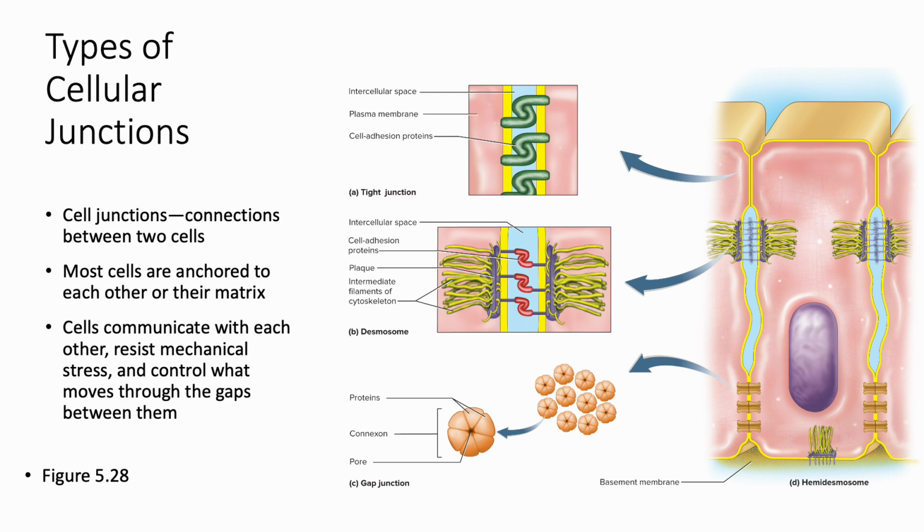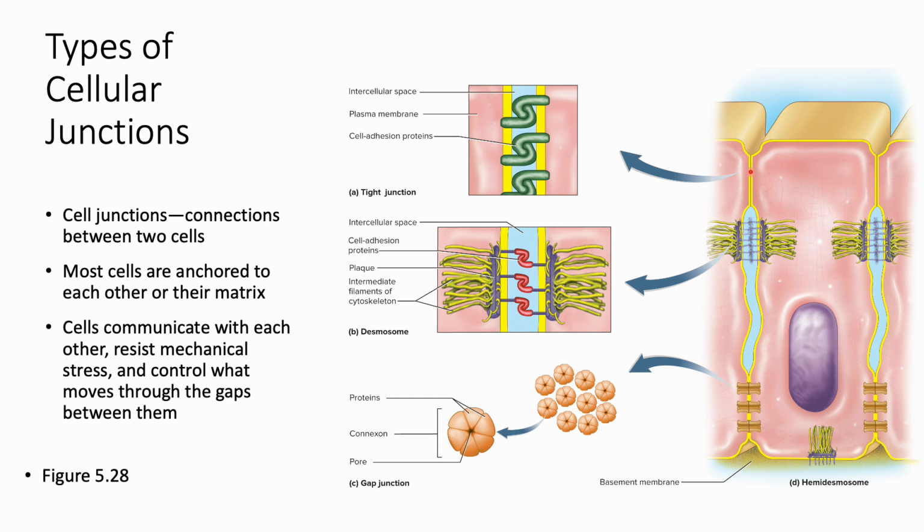Next, we have the types of cellular junctions. What are cellular junctions? They are connections between 2 cells. Most cells are anchored to each other or to their matrix. Your cells communicate with each other, resist mechanical stress, and control what moves through the gaps between them. So let's take a look at 4 of our cell junctions here.